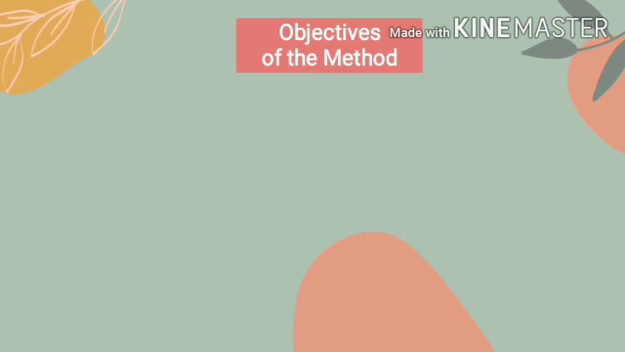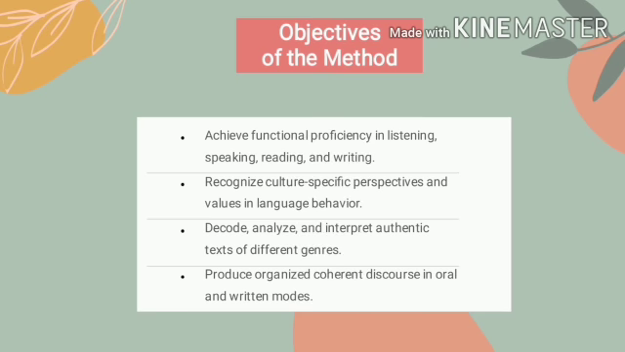Okay, now I will explain about the objectives of the method. There are four objectives of the method. The first one is to achieve functional proficiency in listening, speaking, reading, and writing. The second one is to recognize culture-specific perspectives and values in language behavior. The third is to decode, analyze, and interpret authentic texts of different genres. The last one is to produce organized, coherent discourse in oral and written modes.